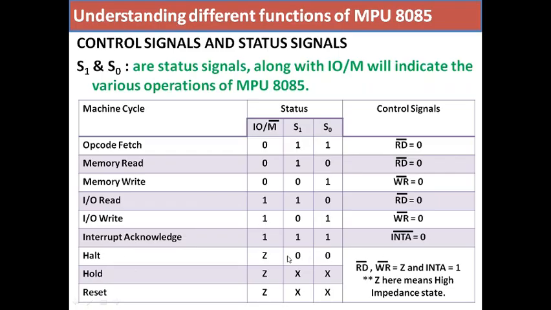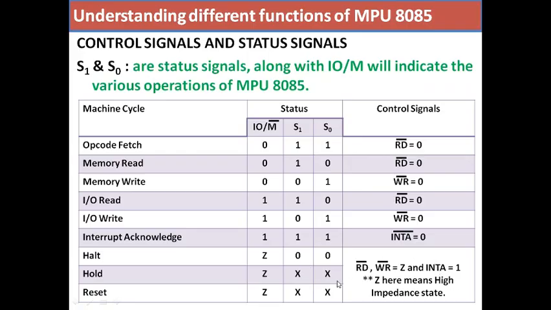Now, if somehow an interrupt has been generated, if someone has used the interrupt terminal, then these 3 will be 1 and INTA will go low, which will acknowledge that the interrupt has been accepted. Now, if the microprocessor is presently in the halt state, then the IOM bar terminal will be in the high impedance state, and these two will remain 0. This means that the microprocessor is presently in the halt state.